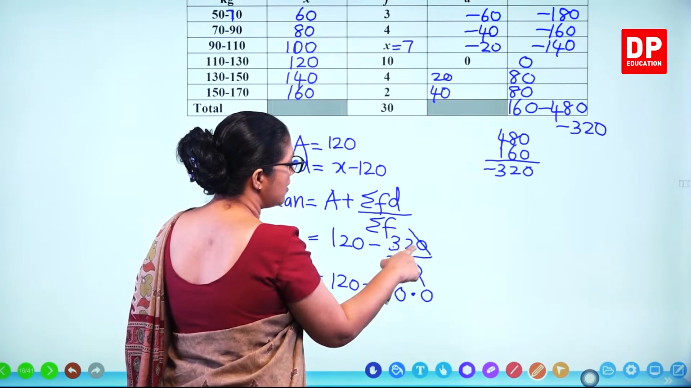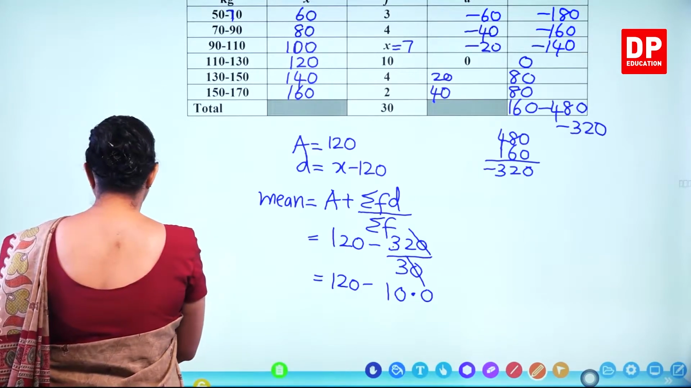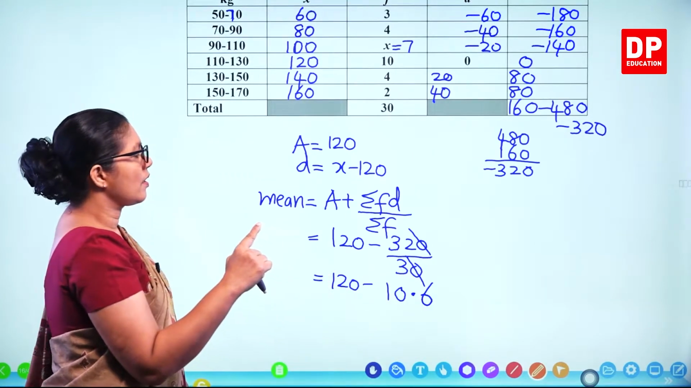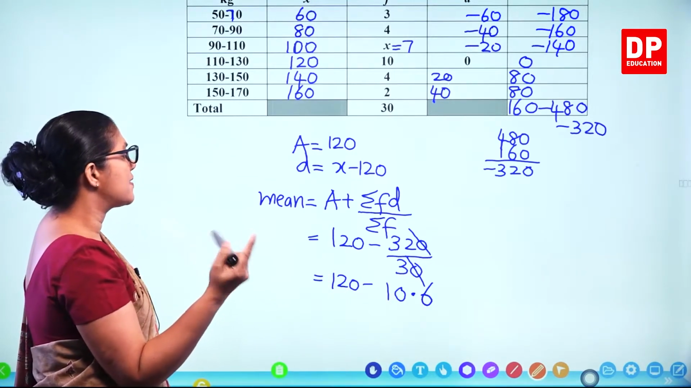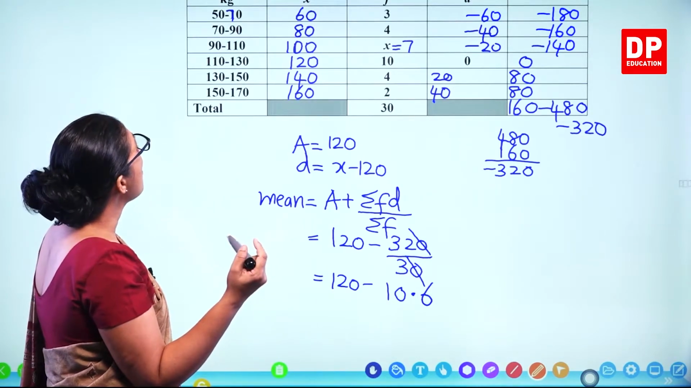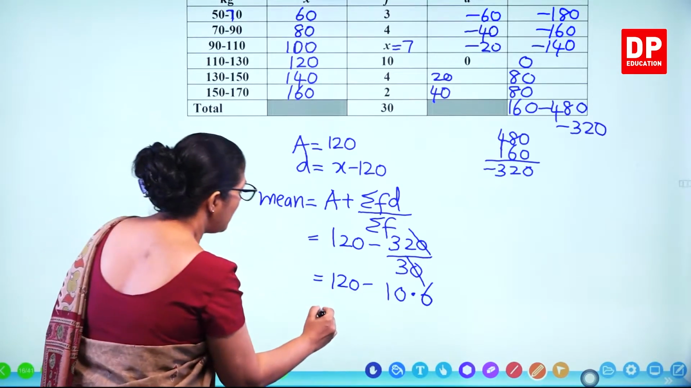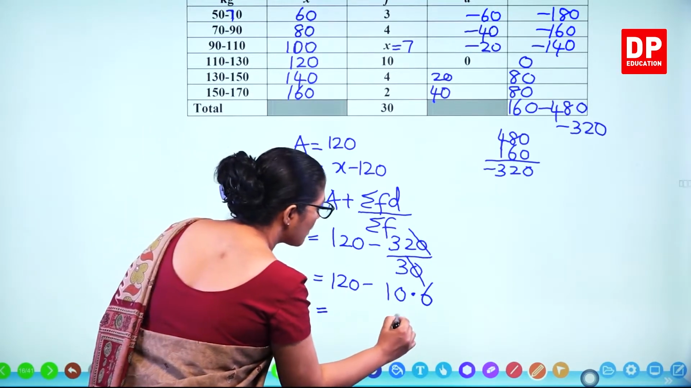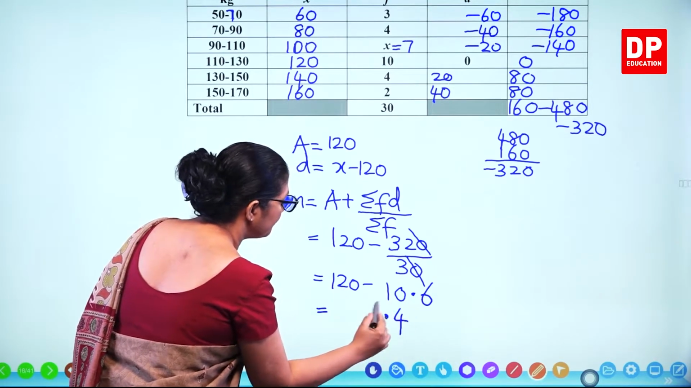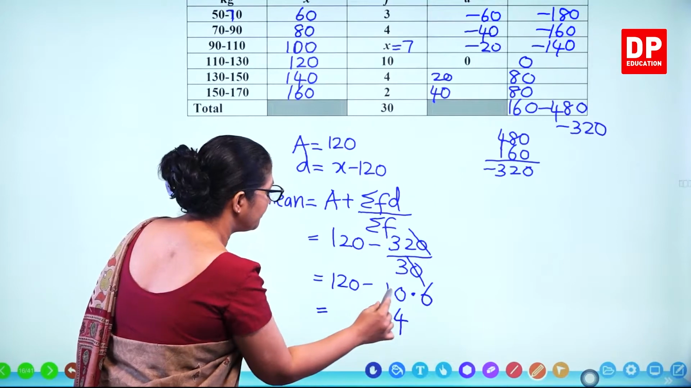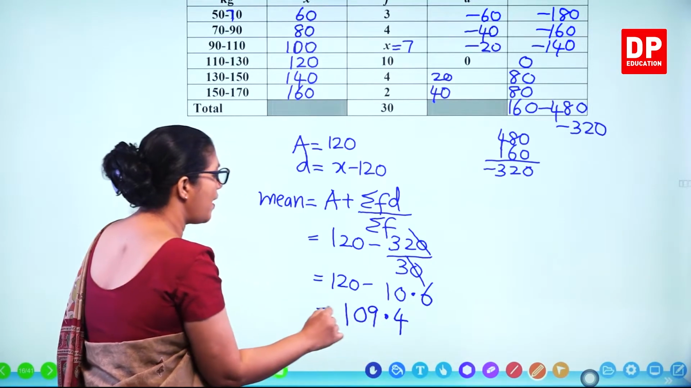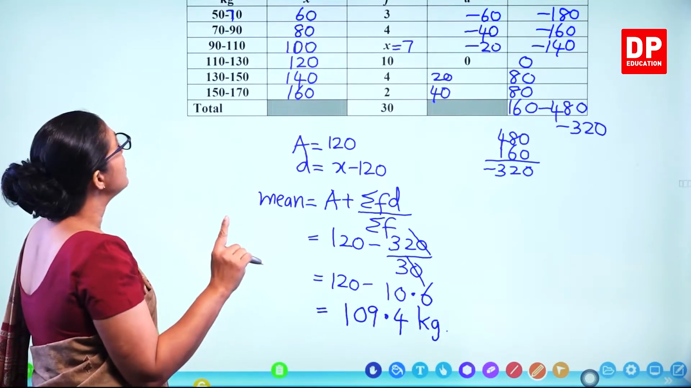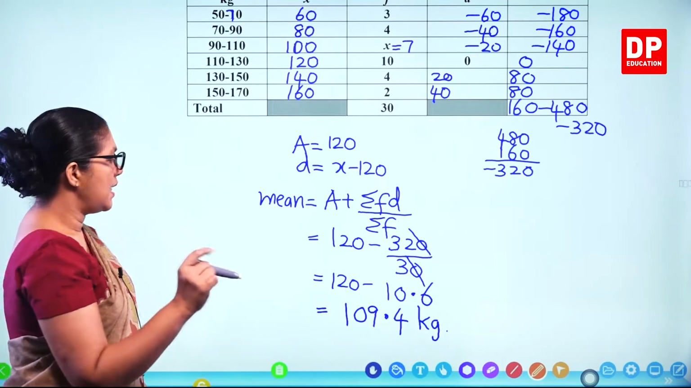So 3 times 1. So for 20, 3 times 6, 18. So again another 6, 6 like that. So this is kilograms, no? So you can keep it to 1 decimal place. So 109.5 kilos is the mean weight of newspapers per day.